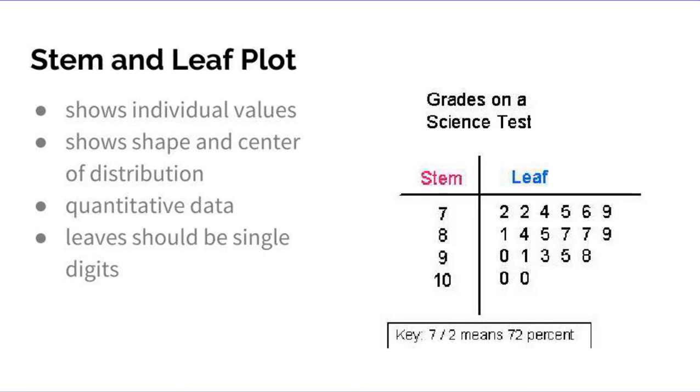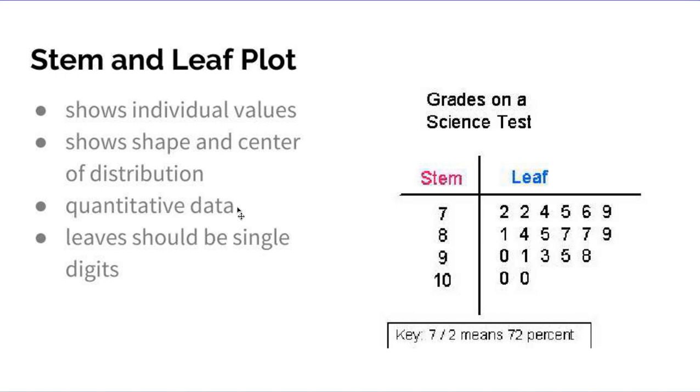Next graph is a stem and leaf plot, which you may have seen back in middle school. All right, characteristics of a stem and leaf plot. It shows individual values. Again, I can see 72, 72, 74. I can see each individual data point. But it also shows me the shape and the center. So I can see somewhere here would probably be the middle of all of these numbers. I can see they're spread out. There's more in the 70s and 80s, a little bit less in the 90s, and then very few 100s.